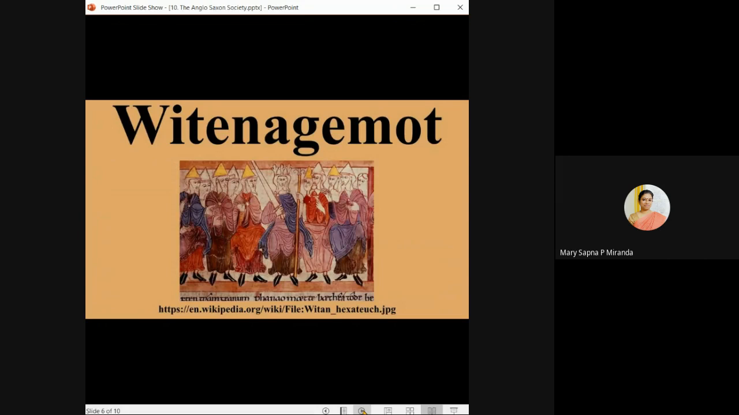Here is a painting of the Vitangamot. You can see all these royal men sitting together.